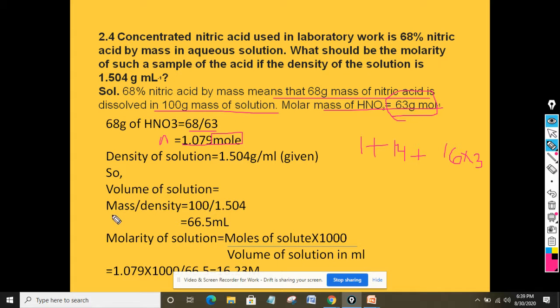So volume of the solution, mass upon density, mass is 100 grams solution divided by density, which was given in the question, equals to 66.5 milliliters. We were asked to calculate the molarity, which is number of moles into 1000 divided by volume of solution, which is this 1.079 into 1000 divided by 66.5, which gives the answer 16.23 molar.